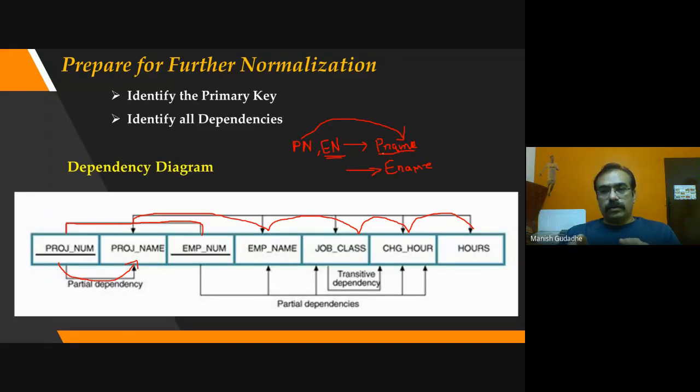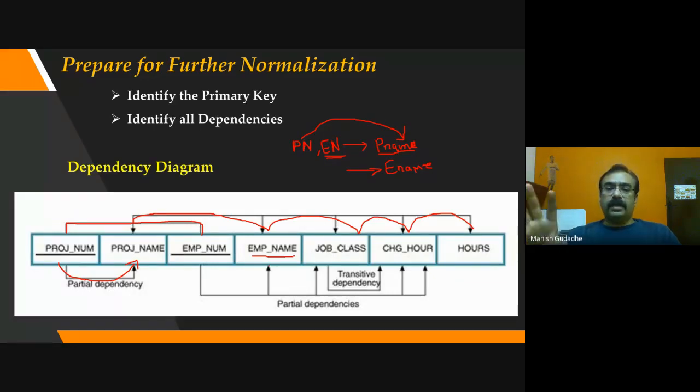So this is a problem, having a super key for all the non-prime attributes. Here also the same case. For getting employee name, I don't need project number. With only employee number, I can get the employee name. Fine. Similarly, I can get the designation and the charges per hour for that person.